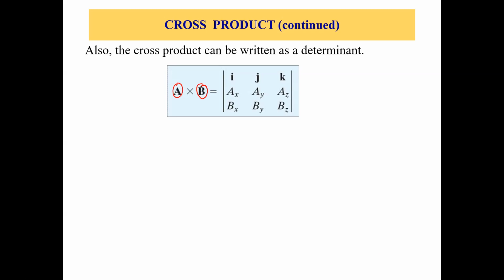We'll write down a 3x3 determinant. On the first row, we'll write down i, j, and k, the unit vectors giving us the x, y, z directions. On the second row, we'll write down the components of vector A: Ax, Ay, Az. On the third row, we'll write down the three components of vector B: Bx, By, and Bz. Now we have a 3x3 determinant, and once we solve this determinant, we'll get the cross product between these two vectors.